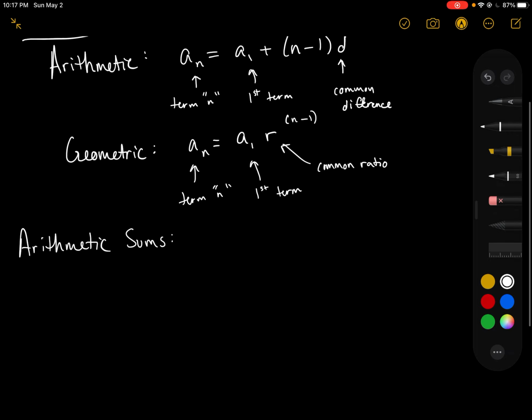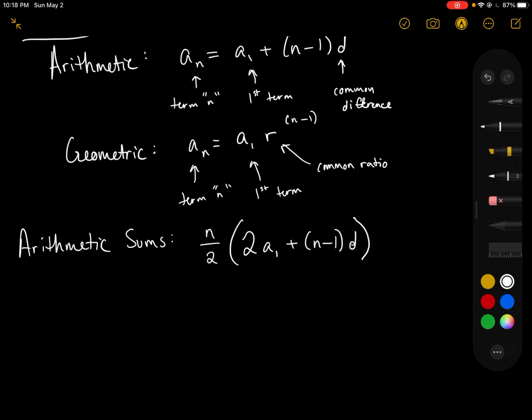So what's the deal for today? So how are we going to kind of break this up? So let's start off with arithmetic sums. For this, we have a formula that we're going to use, and it's actually very similar to what we have up top. So what we do is we now introduce something new on the outside, so n over 2. We multiply our first term times 2, but otherwise, it's exactly the same.